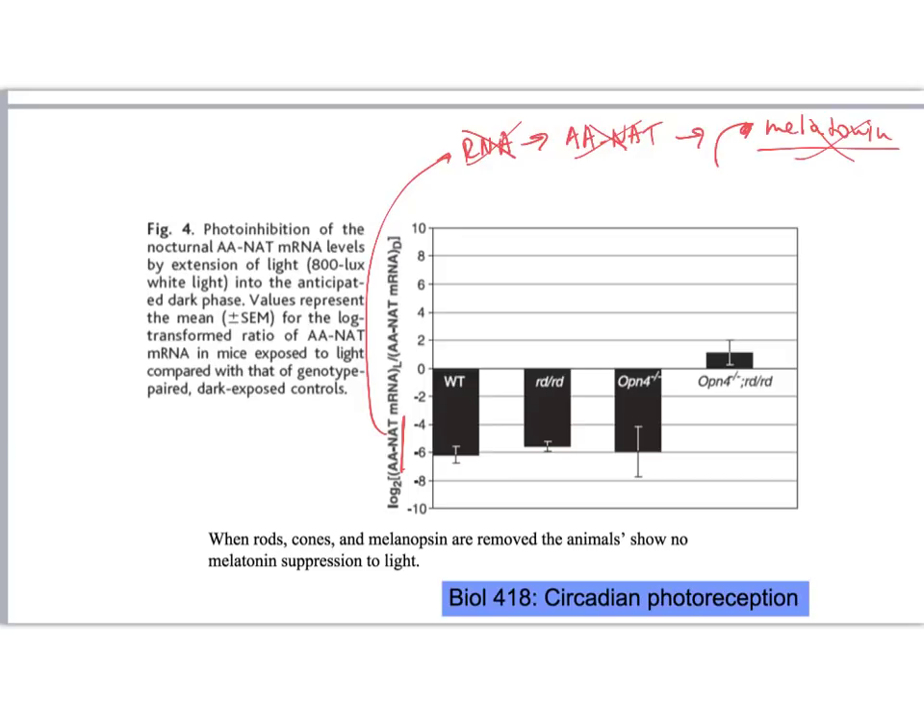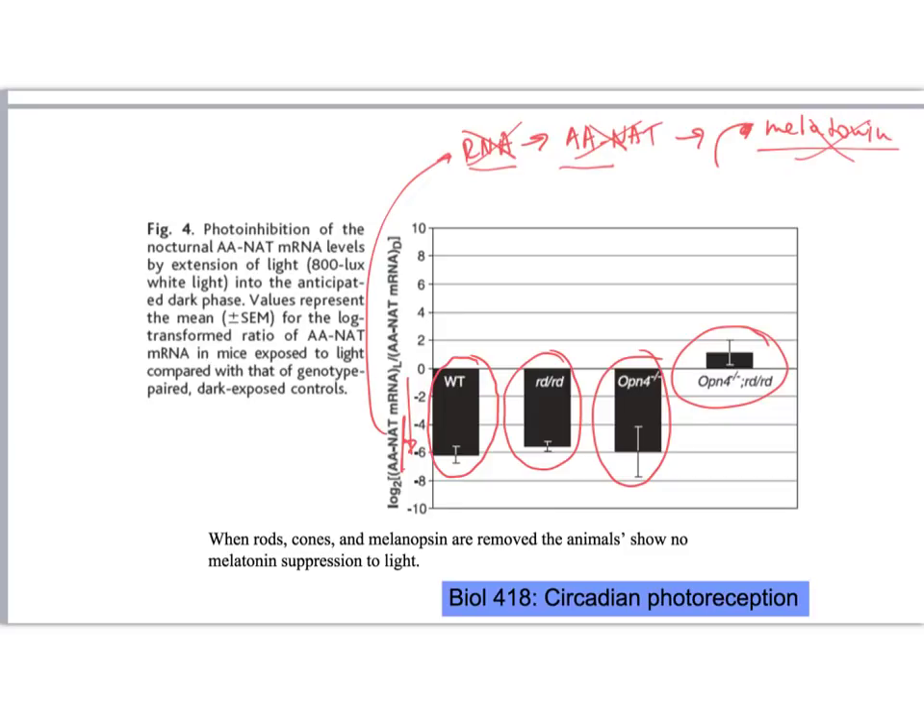So in this case, they are looking at how much, and you see that these are negative numbers, inhibition of the levels of RNA for AANAT when we give a light pulse. So essentially, if you give a wild-type animal a light pulse, you see good inhibition of the RNA, so you reduce the RNA a lot with a light pulse. If you do it in the animals without rods and cones, the same is true. If you do it in the animal that has no melanopsin, the same is true. However, if you do it in the double mutants, there's no inhibition of RNA, which is equivalent to saying that there will be no inhibition of melatonin release.